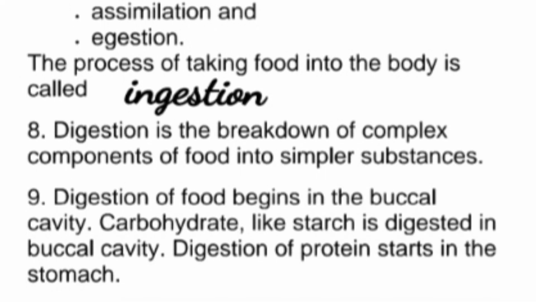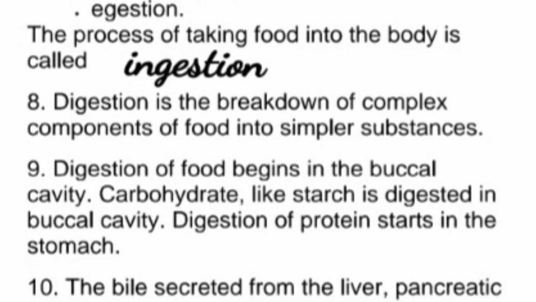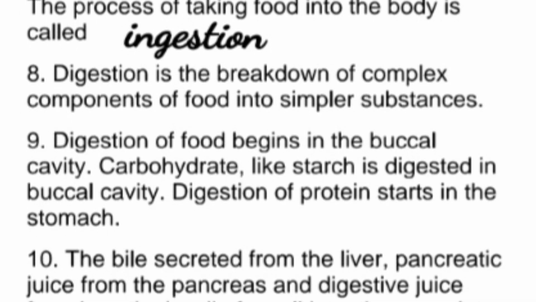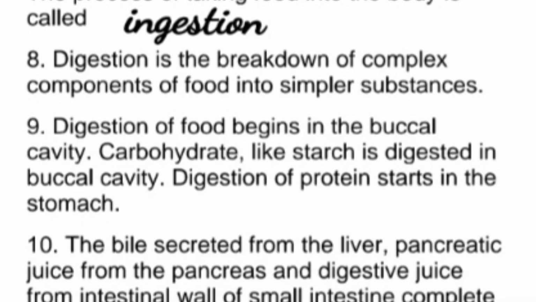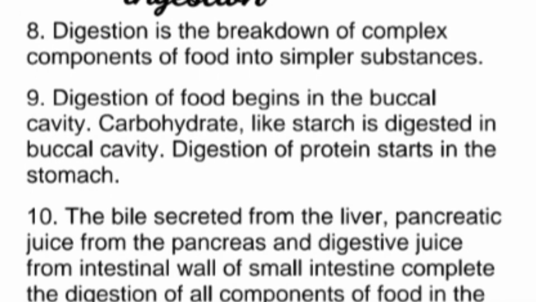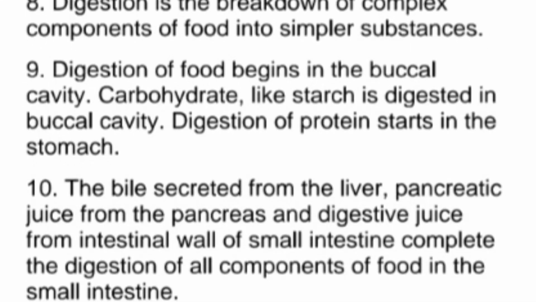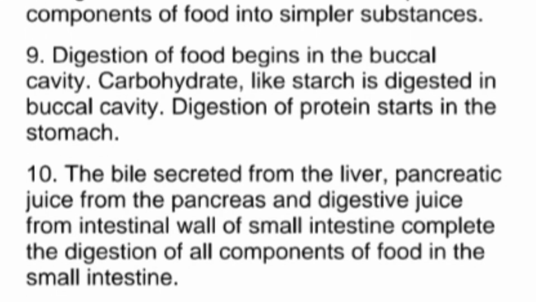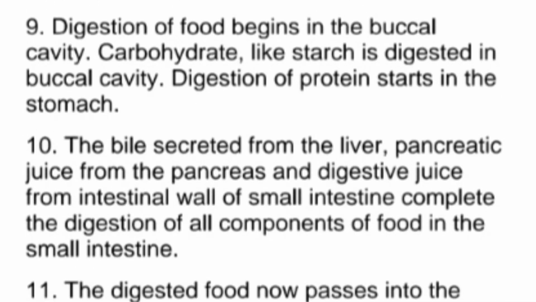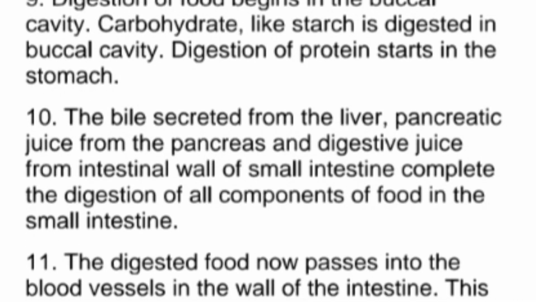Ninth, digestion of food begins in the buccal cavity. Carbohydrate like starch is digested in the buccal cavity. Digestion of protein starts in the stomach. Tenth, the bile secreted from the liver, pancreatic juice from the pancreas, and digestive juice from the intestinal wall of the small intestine complete the digestion of all components of food in the small intestine.